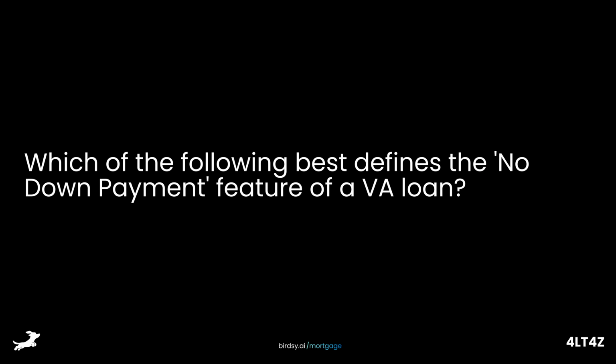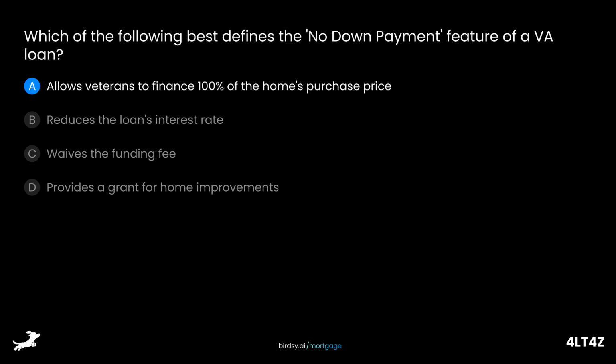Which of the following best defines the no down payment feature of a VA loan? Is it A, allows veterans to finance 100% of the home's purchase price? B, reduces the loan's interest rate? C, waives the funding fee? Or D, provides a grant for home improvements?